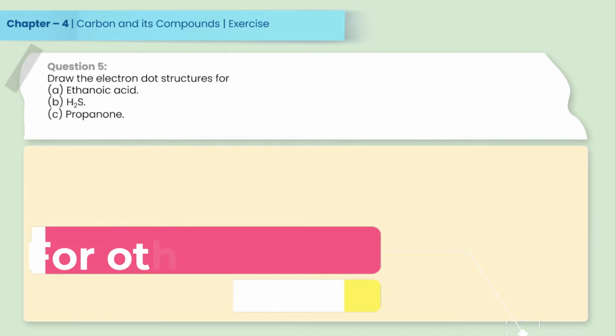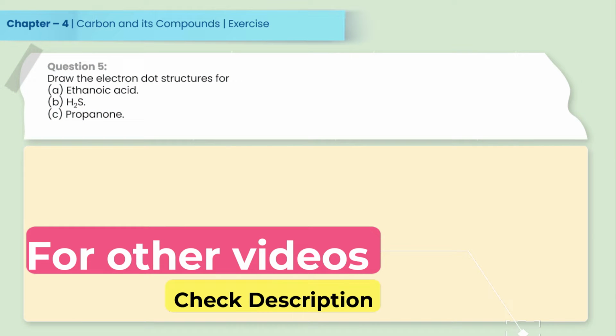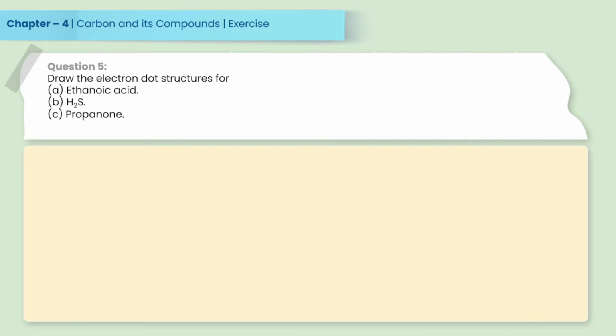Hello students, we'll solve a question from the chapter Carbon and its Compounds, NCERT exercise question 5. The question says, draw the electron dot structures for first ethanoic acid, second H2S and third propanone. So let us discuss the first part, which says we have to draw the electron dot structure for ethanoic acid.